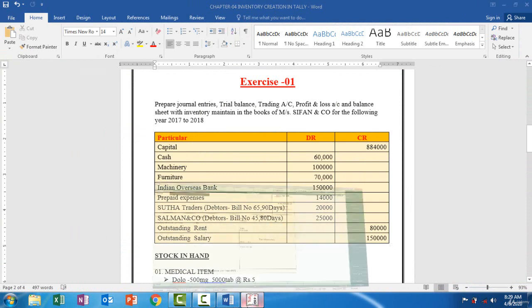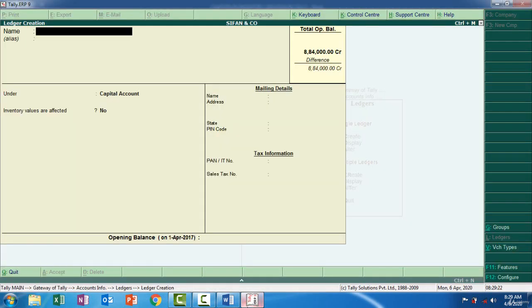The next one is cash. Cash is a default account. If you press the page up key, the cash account will come. So we have to enter the amount. The amount is 60,000.